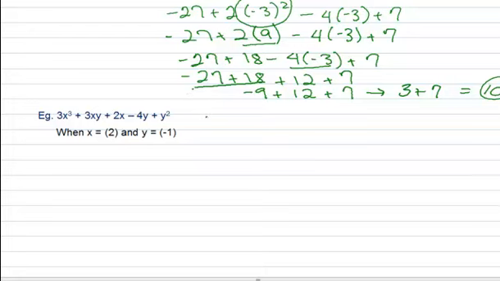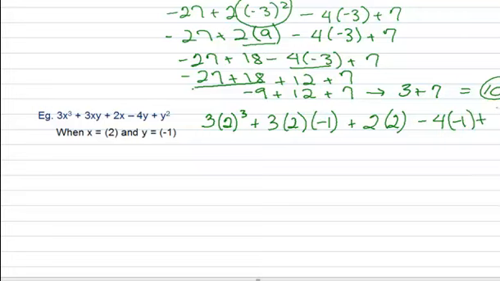So now I've got 3 and x cubed. So x is 2 cubed plus 3 times x times y. So x is 2 and y is -1. Plus 2 times x, and x again we're putting in 2, minus 4 times y, and we know that y is -1, plus y squared, so (-1) squared.